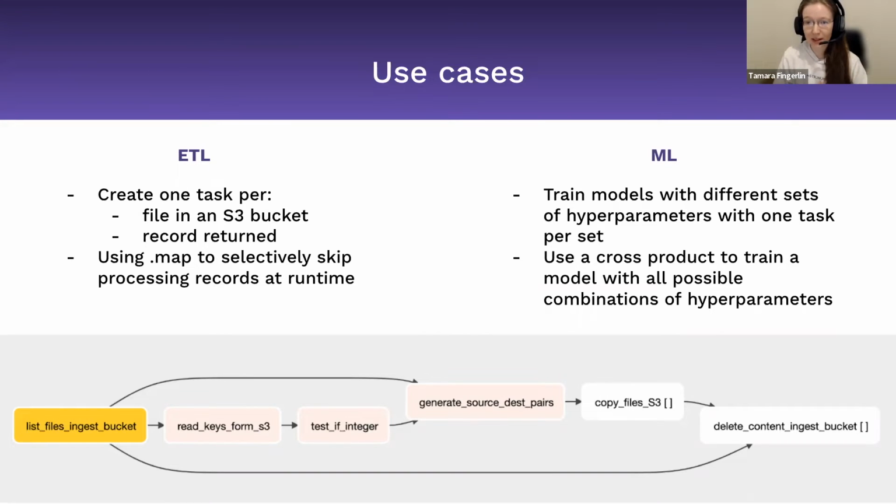Another common use case is in machine learning. If you train models and you have different sets of hyperparameters, and you want to have the observability that you have one mapped task instance per set. And if you use dynamic task mapping, it's very easy to create a cross product of the inputs, which is super useful if you have hyperparameters and you want to test all possible combinations of them.